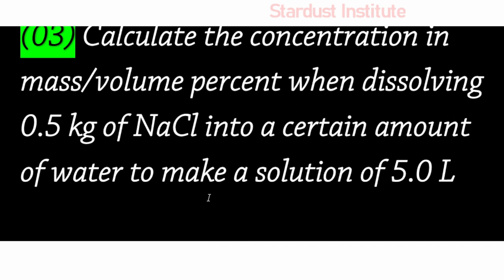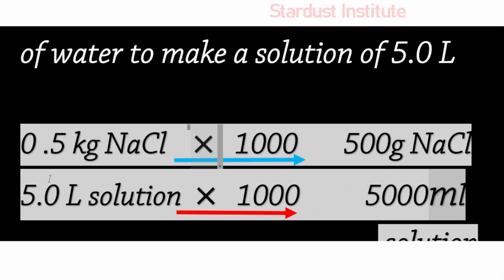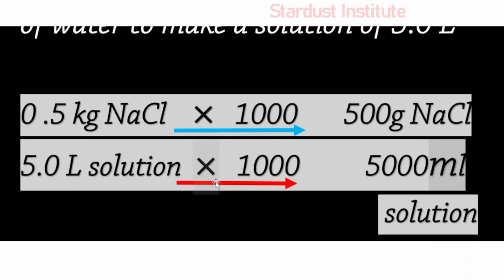And we have been given volume of the solution in liters. We have to convert this 5.0 liters to milliliters. So 0.5 kilograms of NaCl multiplied by 1000, we get 500 grams of NaCl. 5.0 liters of solution multiplied by 1000, we get 5000 milliliters of solution.